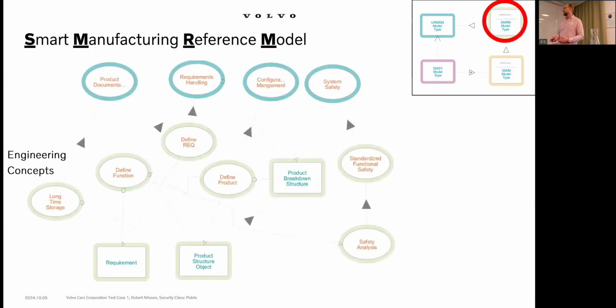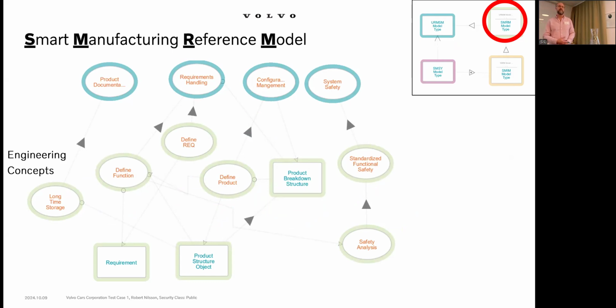So let's look into the layer of concepts and just see what happens. If I go from the left side, we have product documentation. So I need an activity called long time storage. That needs to happen. Somebody needs to do that. We need to store something. And whatever we store is probably dependent on the product structure object.